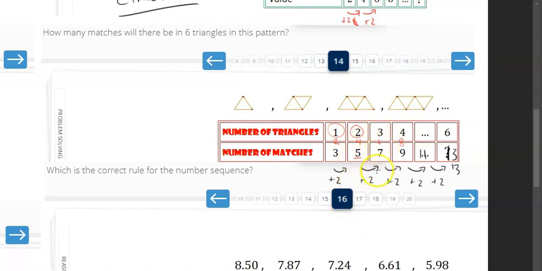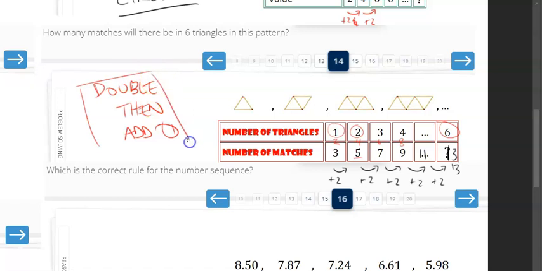Double 3 to get 6, add 1 to get 7. Double 4 to get 8, add 1 to get 9. Just to make sure it's correct, double 6 is 12, and then add 1 to make 13. So that way we've got this rule: we can double, then add 1. And this is the type of skill that we're going to be building up to, to be able to decipher or come up with a rule to help us determine how many matches we can get from the number of triangles.